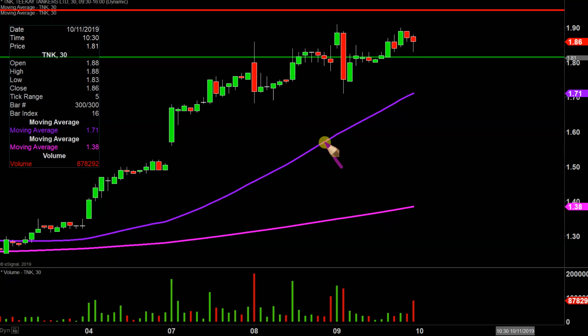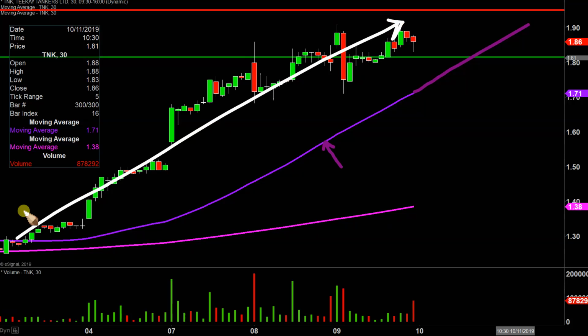keep an eye on that purple line right there, the 50-period simple moving average, keyword being moving. As time goes by, this line is going to move itself higher and higher. So it's a very straightforward way to gauge the health of everything. Just keep an eye on that right there, that white arrow determining, quote unquote, the move.